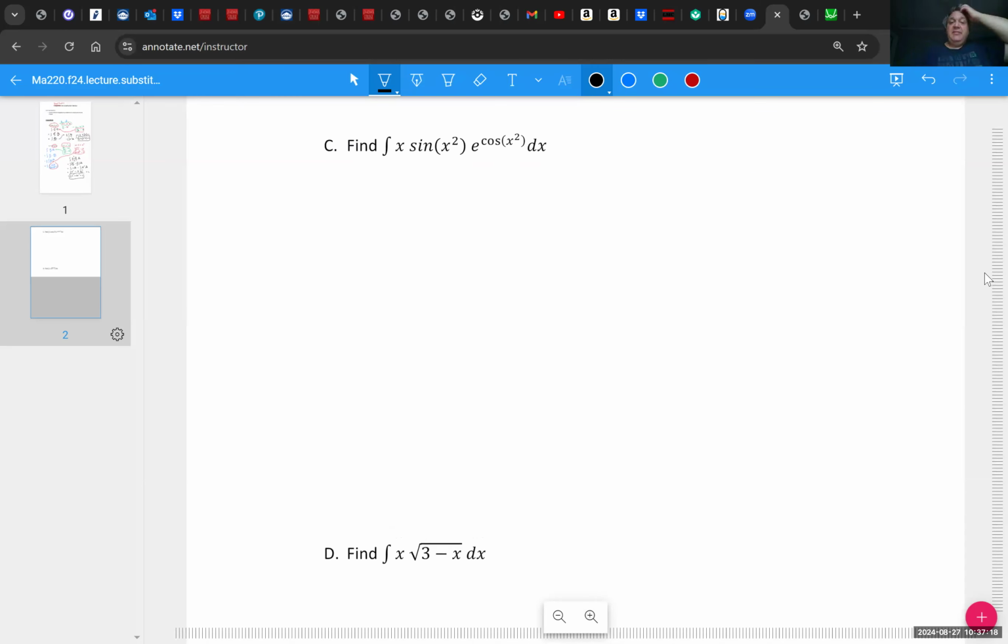All right, in part C, we have the antiderivative of x times sine x squared times e to the cosine x squared.